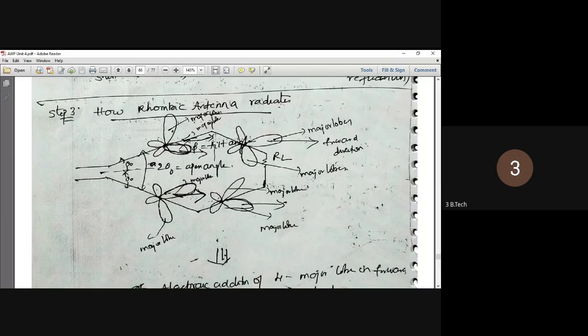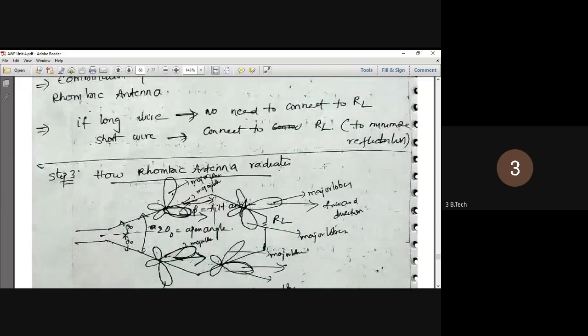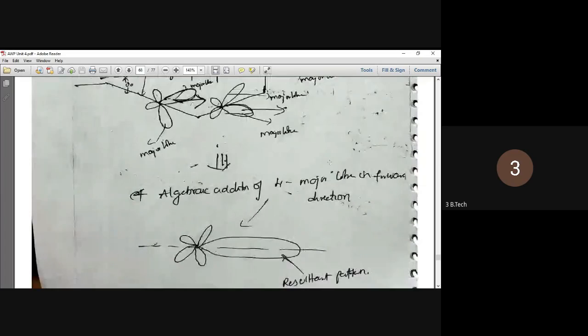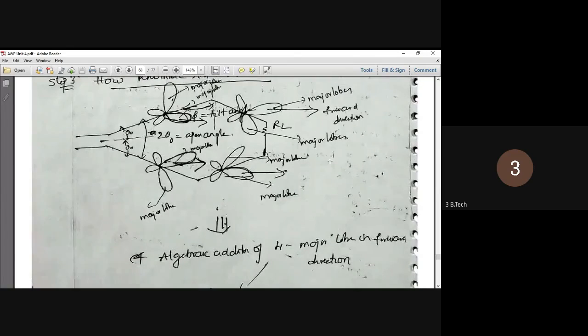It is called apex angle. So for designing, we need these 2 parameters mostly. Okay. So in the 4 longer antennas, once again, a unidirectional radiation pattern of major lobes is formed with fewer minor lobes.